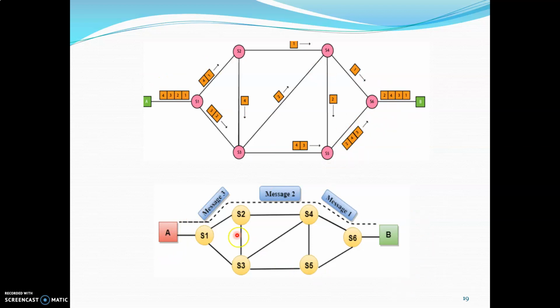Next, the second one is circuit switching. Here also we are using 6 nodes. The sender A sends the message from S1 to S2, S2 to S4, S4 to S6, and finally the message is received at receiver B. It is the process of switching techniques in packet switching and circuit switching.